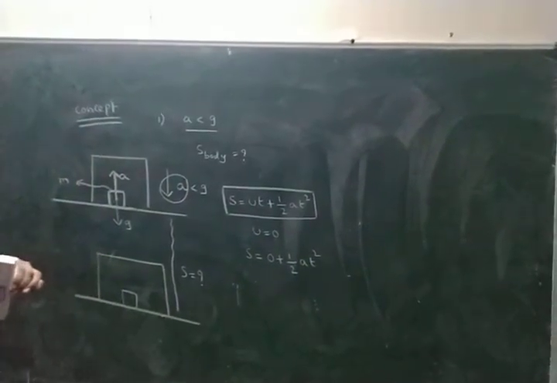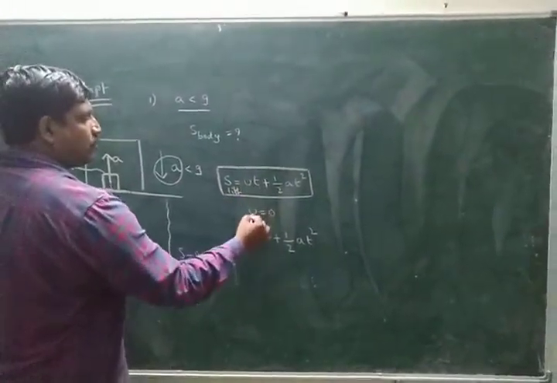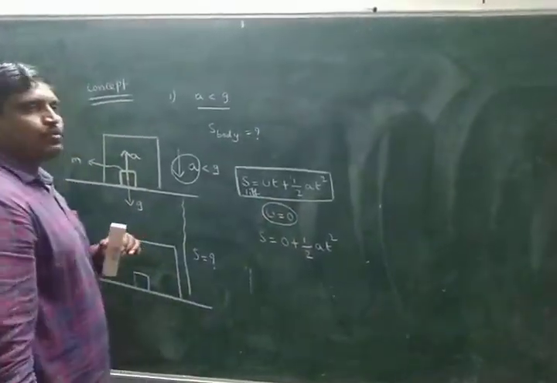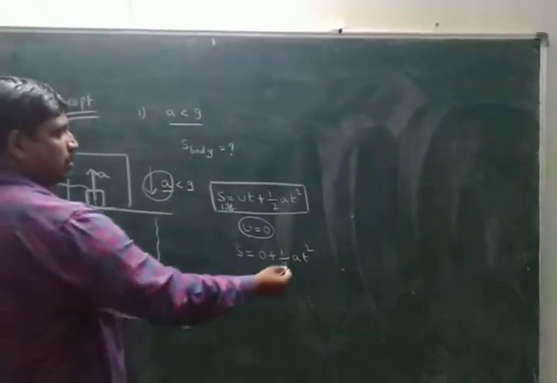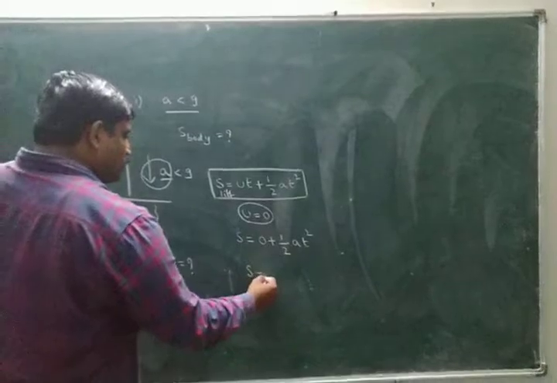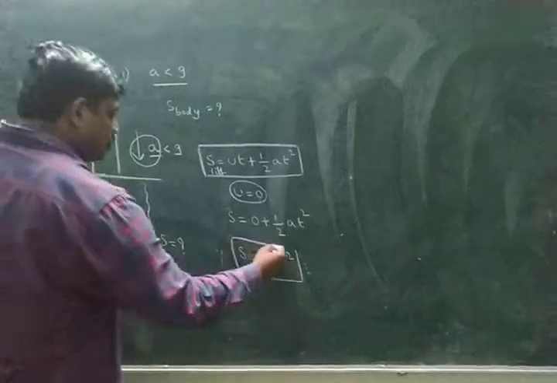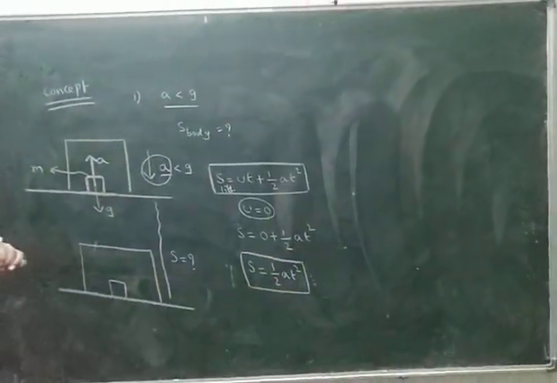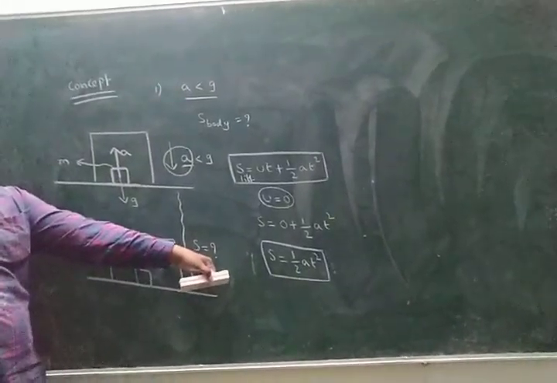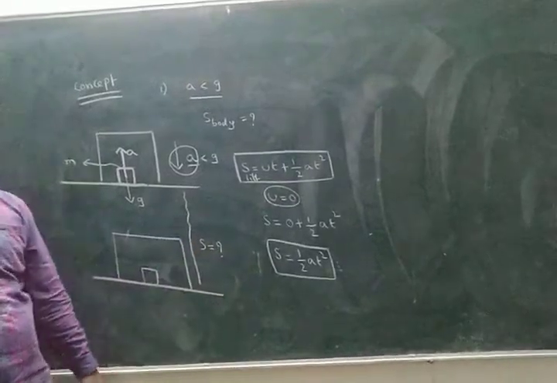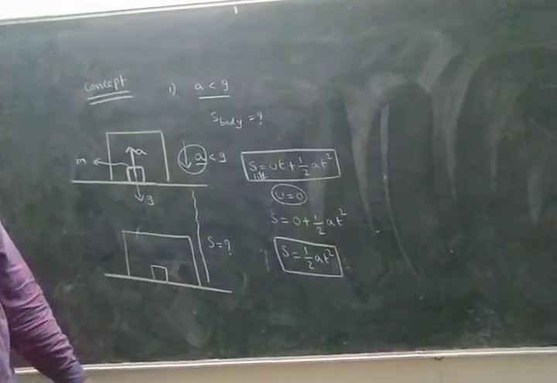Here, initially the lift is at rest, that's why u becomes 0. What is the acceleration of the lift? It is given as a. Simply, the displacement of the lift is half at square. This is equal to the displacement of the body inside the lift. This is the formula for the displacement of the body, half at square, and it is applicable when the lift acceleration is less than g.